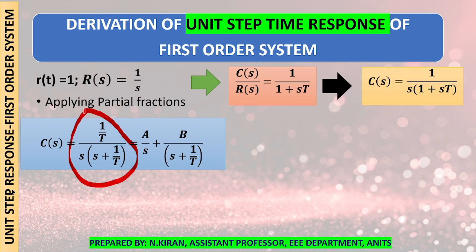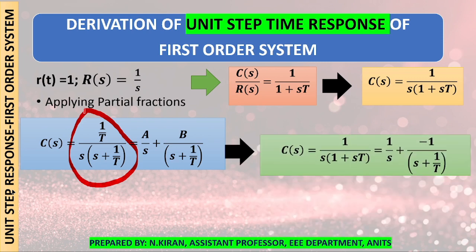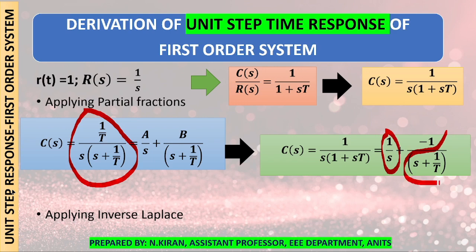Upon partial fractions, that will give me A/s + B/(s + 1/T). Taking LCM and comparing the coefficients on both sides gives the value of A as 1 and B as minus 1. Applying inverse Laplace, we all know the inverse Laplace of 1/s is 1 and the inverse Laplace of 1/(s+a) is e^(-at). So that will give me the expression c(t) = 1 - e^(-t/T).